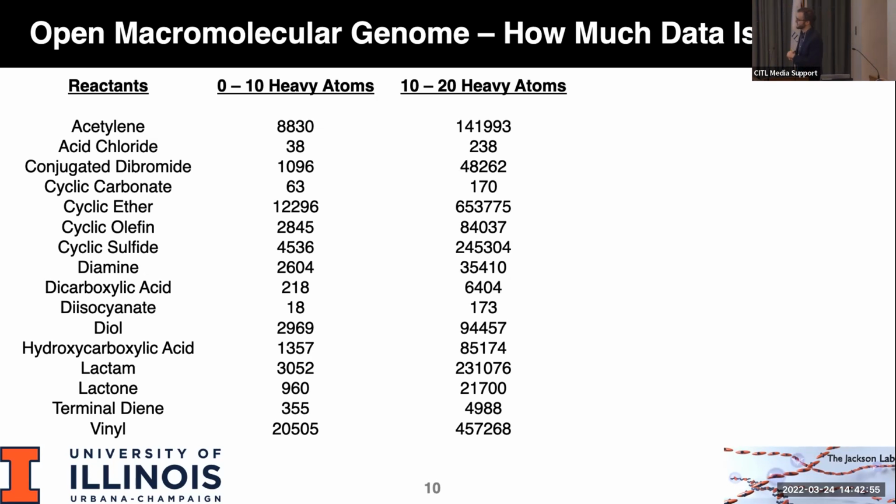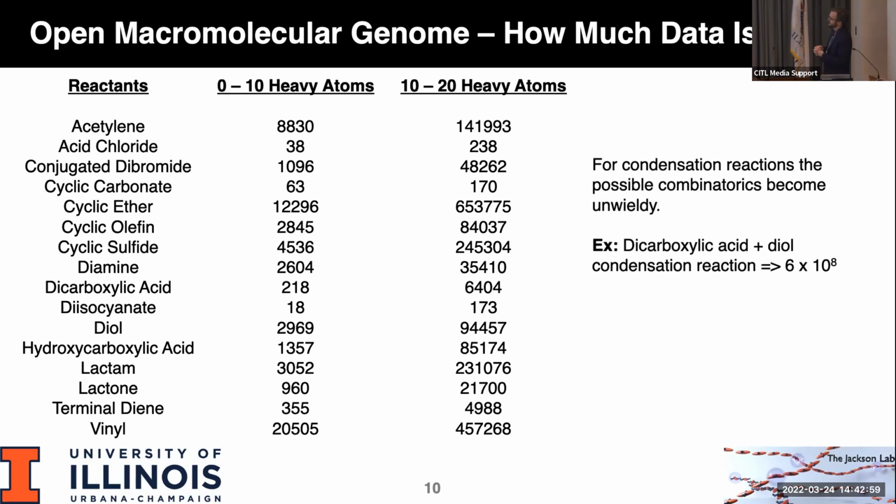As you start increasing the number of heavy atoms, you start really boosting these quantities into these really impressive areas. Of course, if you start thinking now about condensation reactions, well, if I have on order 10 to the 5 of say a dicarboxylic acid and a diol, I can combinatorially combine all these on order of, say, billions. And this starts getting into these scopes of data sets.